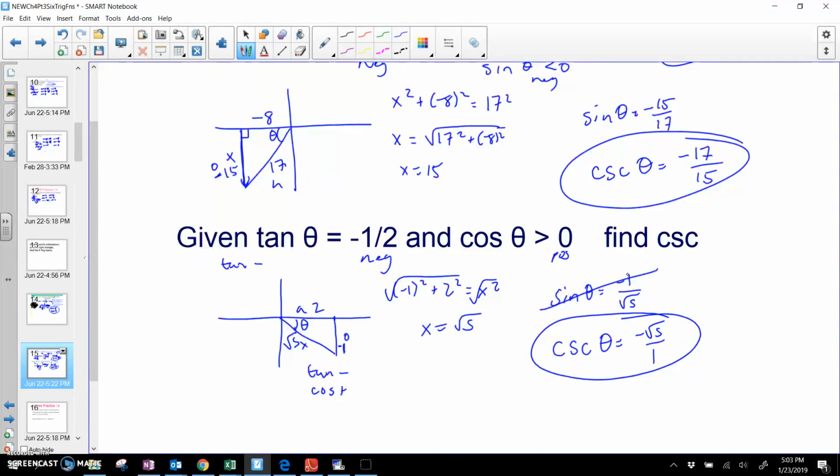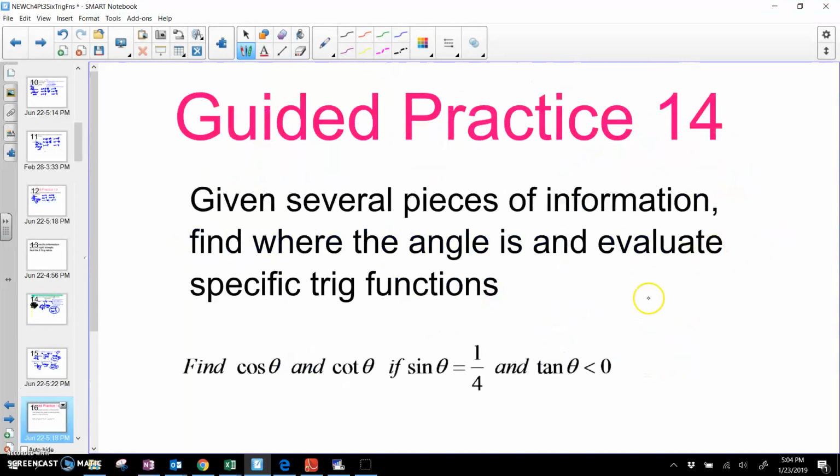Why don't you pause the video here now that you've seen 3 examples of this concept, and try guided practice number 14. Once you finish, check your work here.